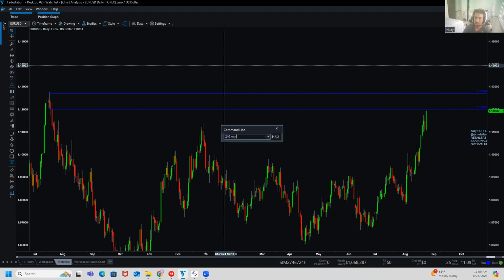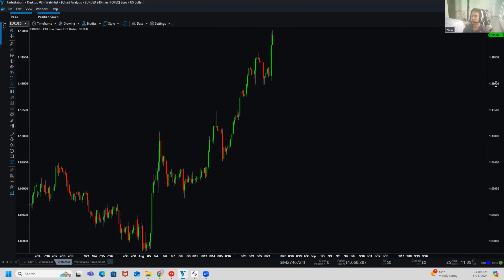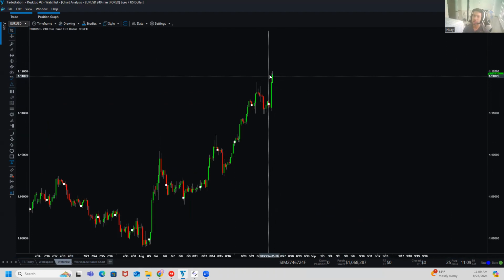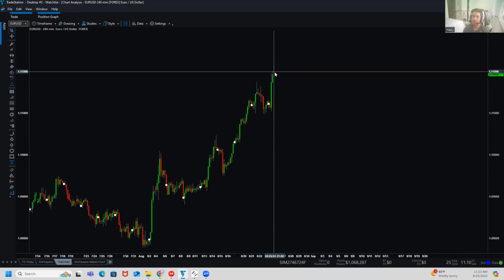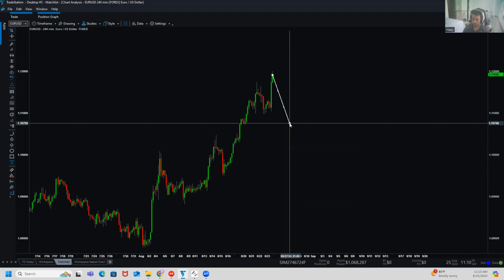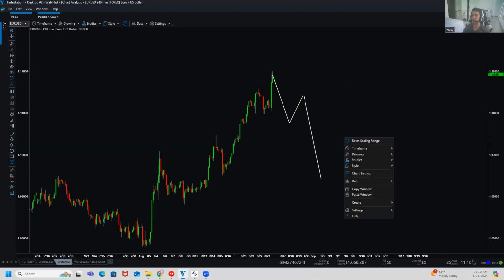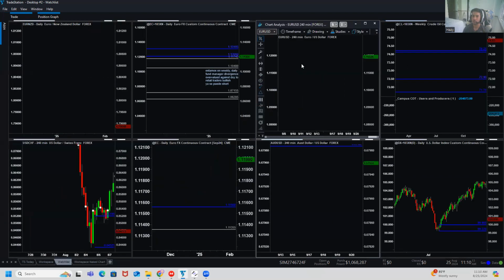I'm expecting a move a little bit higher, but if it breaks this structure right here, this bullish structure, I'm going to be waiting for the same thing as always. Pullback and bearish engulfing. All right.